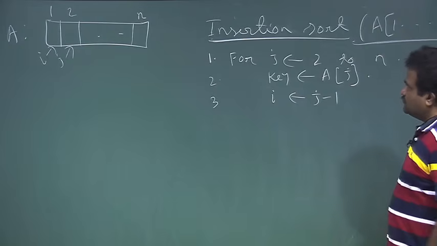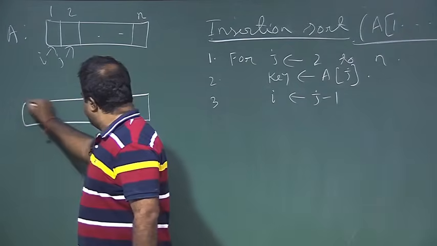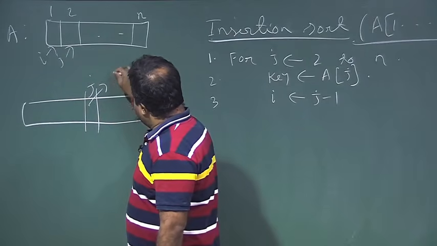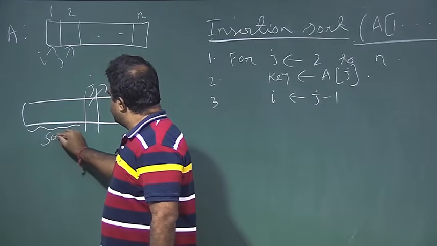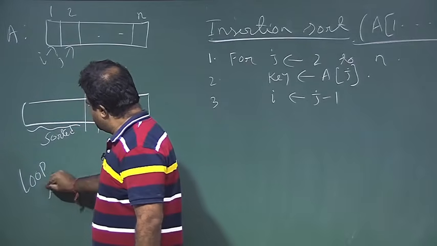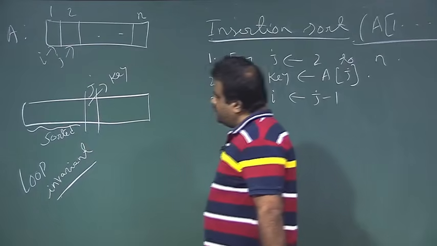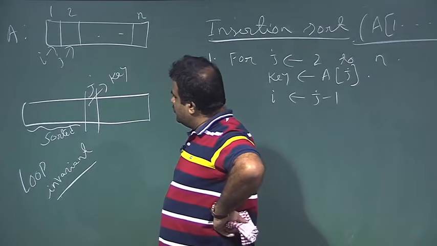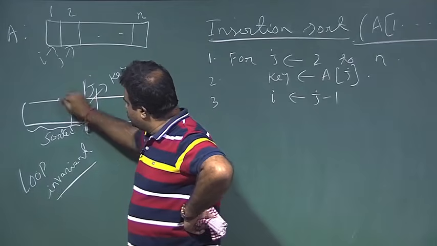Now what do we want? At some point of time j will be pointing here and this is our key. Now we want this part to be sorted. This is the outer loop invariant. We want this invariant, that throughout our loop this property should be satisfied: wherever j is pointing, the subarray before that is sorted.